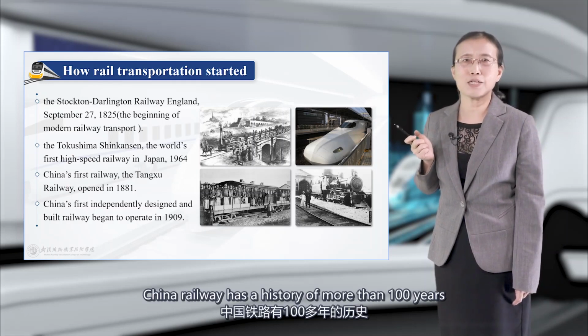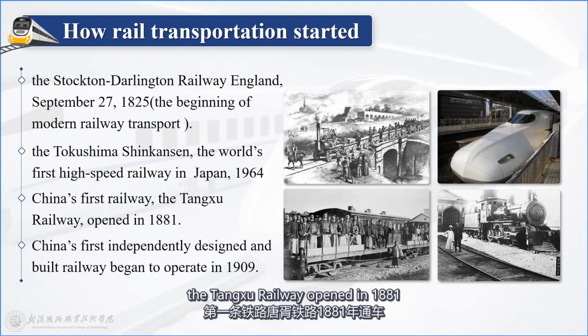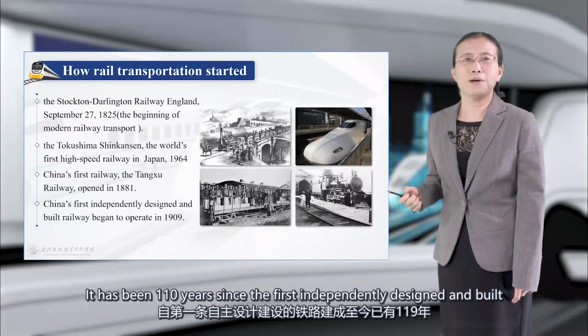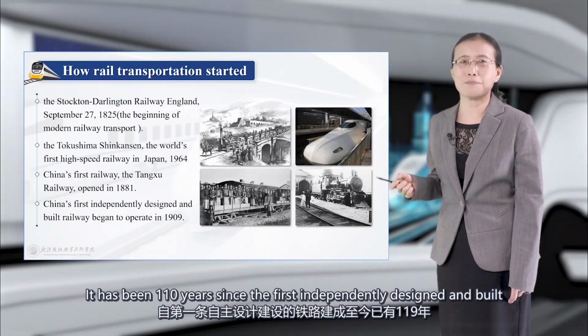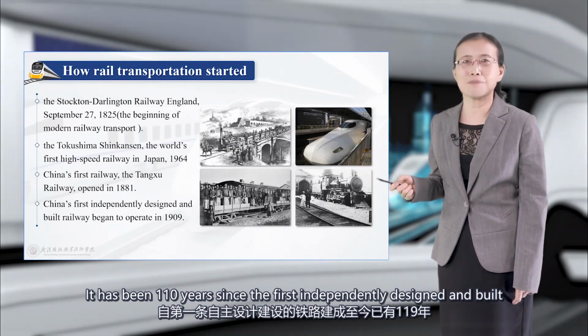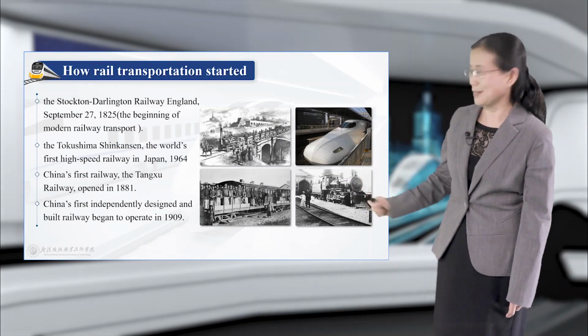China Railway has a history of more than 100 years. It has been 128 years since its first railway, the Tangxu Railway, opened in 1881. It has been 110 years since the operation of the first independently designed and built Jingzhang Railway in China.